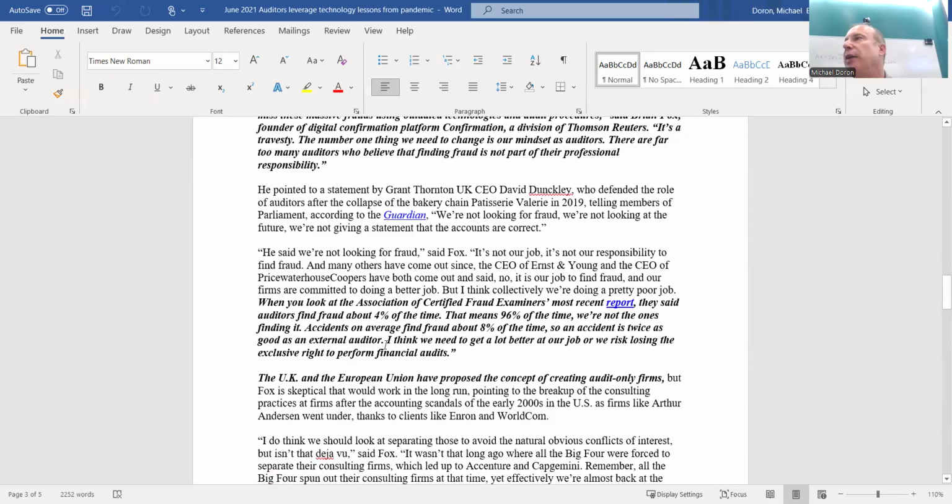So they're saying when they look back at frauds that happened, how was it caught? 4% of the time, the financial statement auditor caught it. 8% of the time, it was found by accident. So accidents are twice as effective as the auditor in finding fraud. I think we need to get a lot better at our job, or we risk losing the exclusive right to perform financial audits.